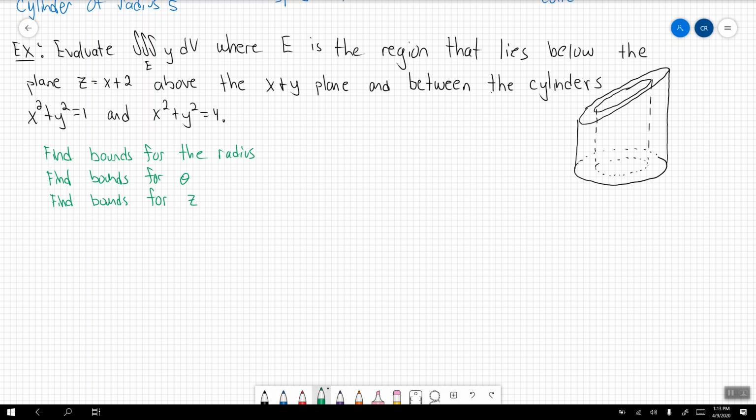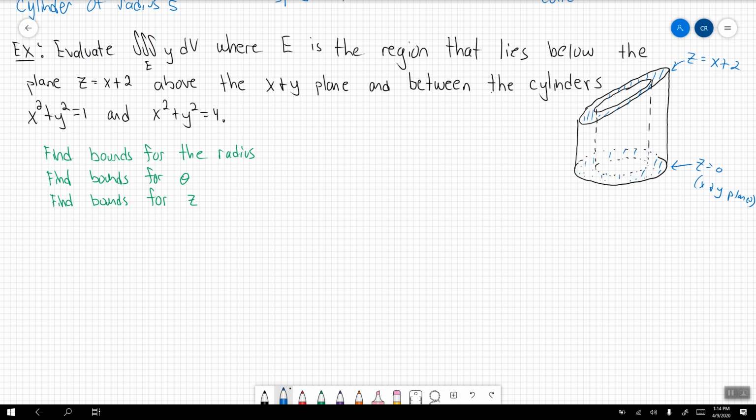Now, z is the one that's easiest to think about, because the bottom one here is z is equal to 0, because again, that's the x and y plane. The top one is a little bit different. This one is actually z is equal to x plus 2. So that's not too bad. The z heights aren't the bad parts here. That's actually the really good part that we have. We have this plane up here, and we have this bounded region down here, which will be that x and y plane.